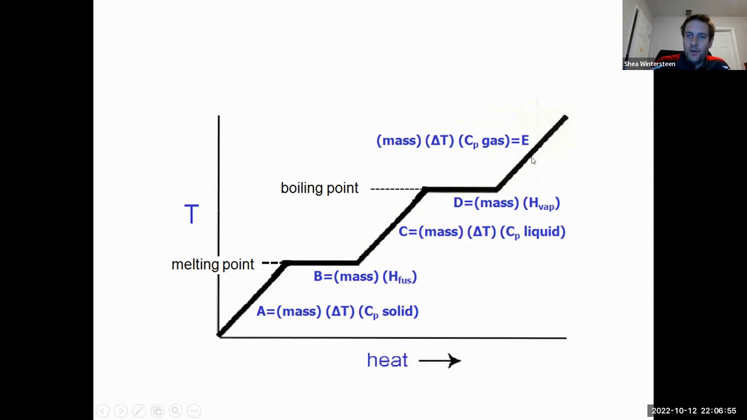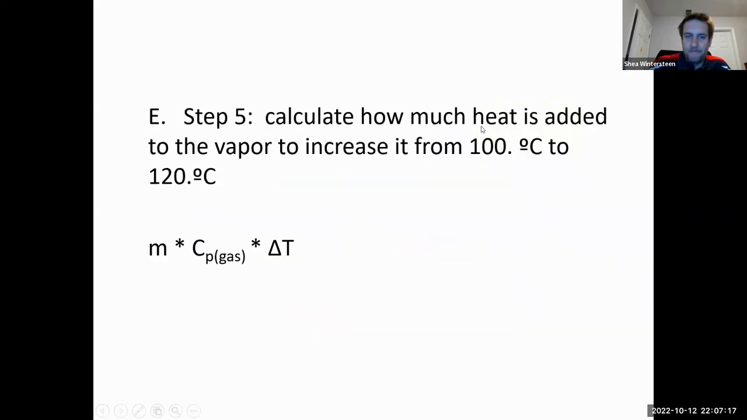And then finally, we want to pay attention because there is an ending temperature that we have. I believe that was 120. So we're starting here at the boiling point, which for water is 100, and we're ending at 120. So 120 minus 100 would give us 20 for our delta T. The mass is still the same, but the specific heat of the gas is going to be different. So 50 times the specific heat of the gas times that change in temperature.